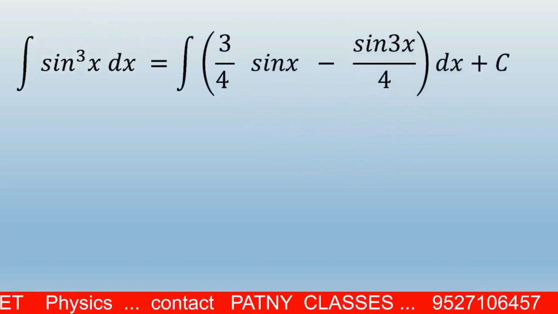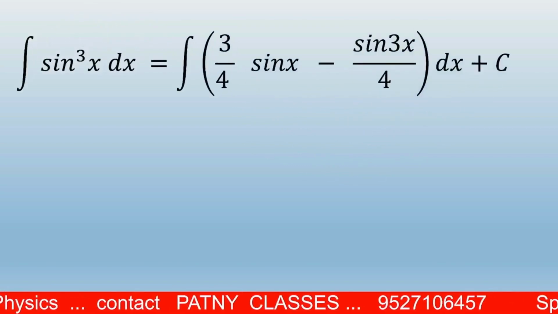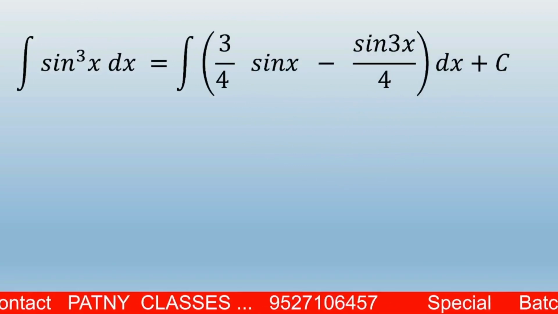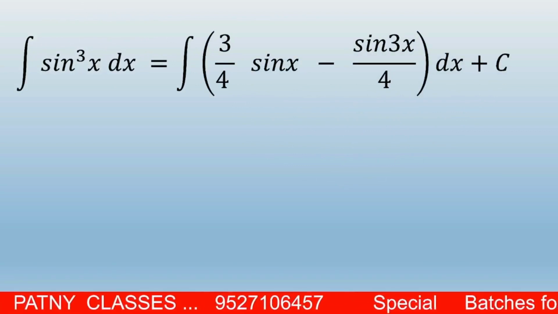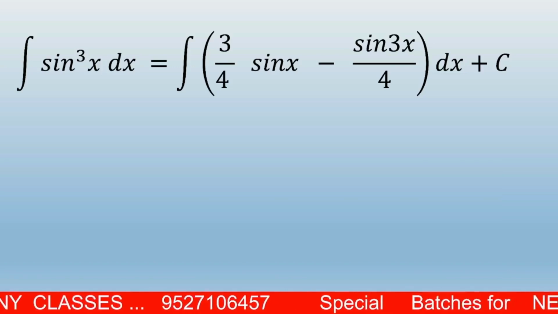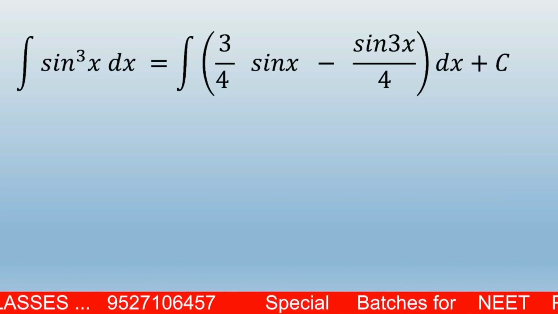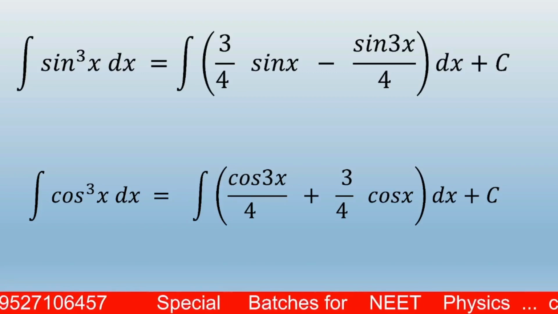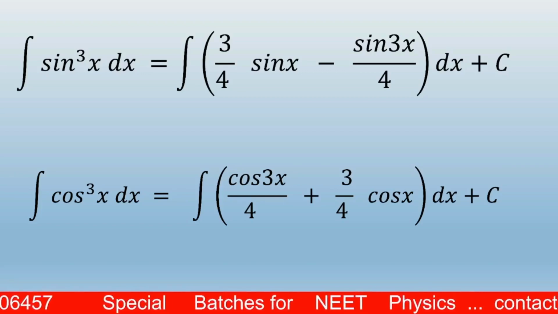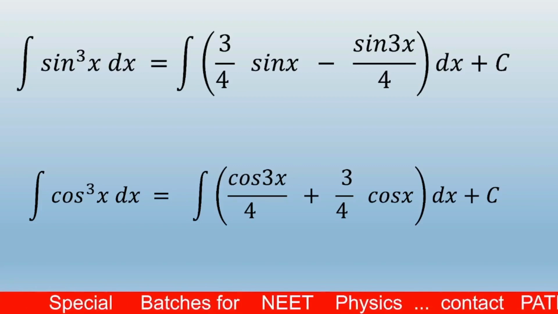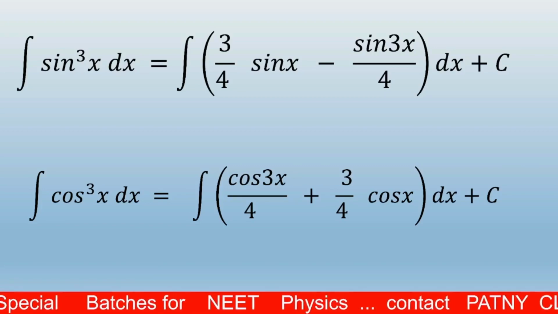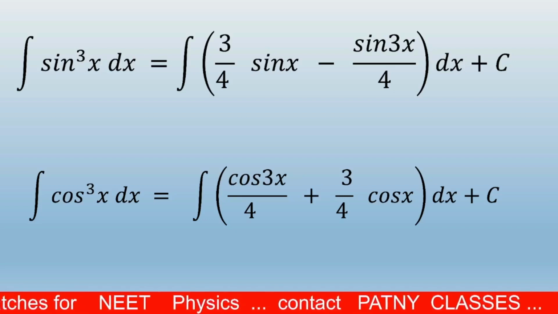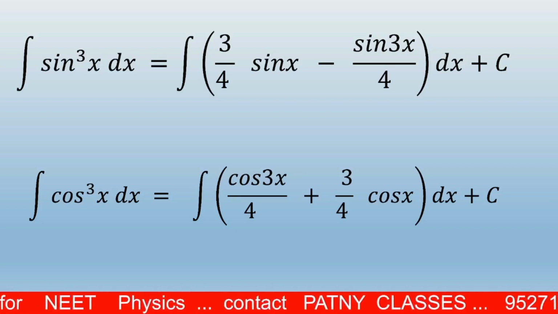Therefore, integration of sin cube x with respect to x equals integration of 3 upon 4 sin x minus sin 3x upon 4 with respect to x. Similarly, integration of cos cube x with respect to x equals integration of cos 3x upon 4 plus 3 upon 4 cos x with respect to x. Let's do some examples on the basis of these formulae.